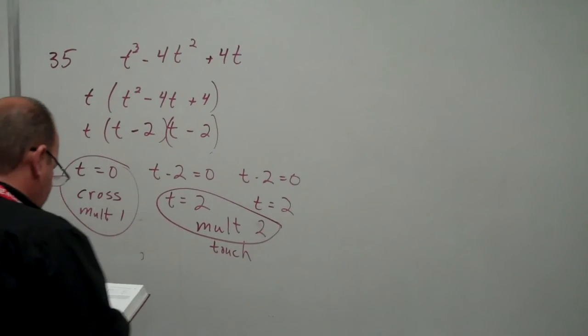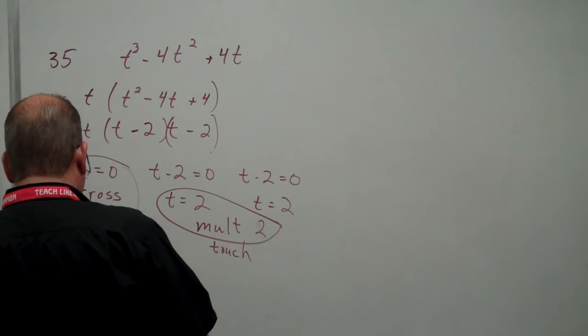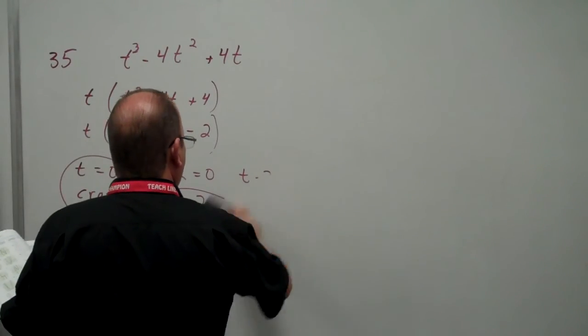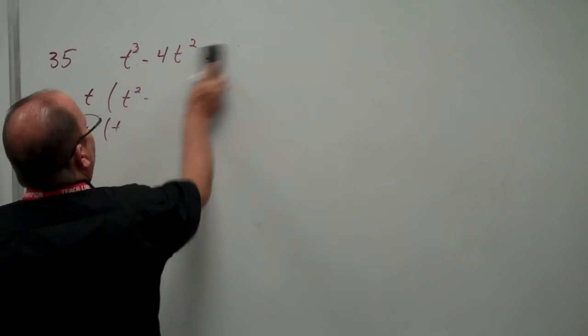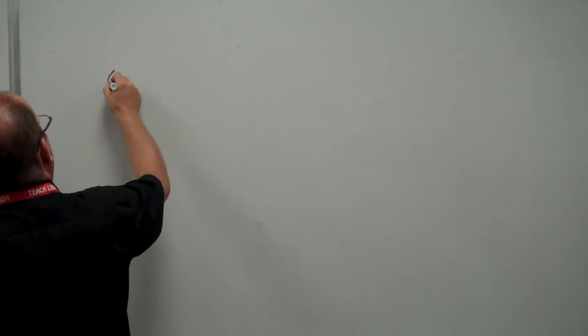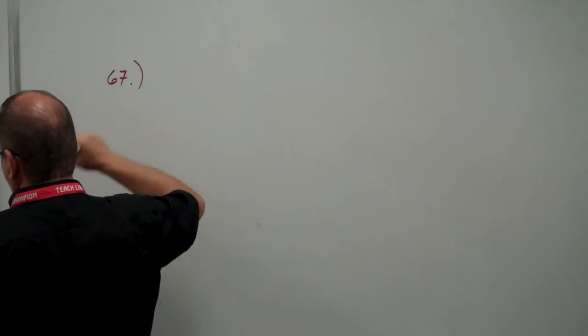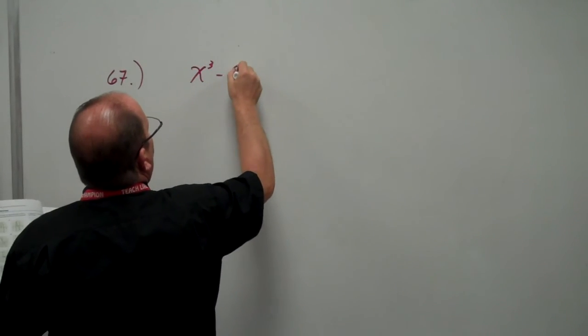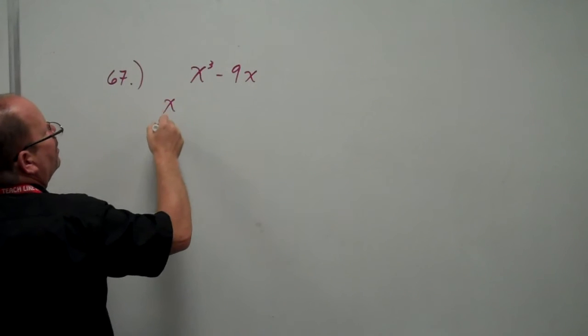Let's go to 67. Sketch the graph. If you use your calculator here, you're really cheating yourself out of learning this stuff inside and out. I will do 67. Sketch the graph. X cubed minus 9x. Well, let's factor it.